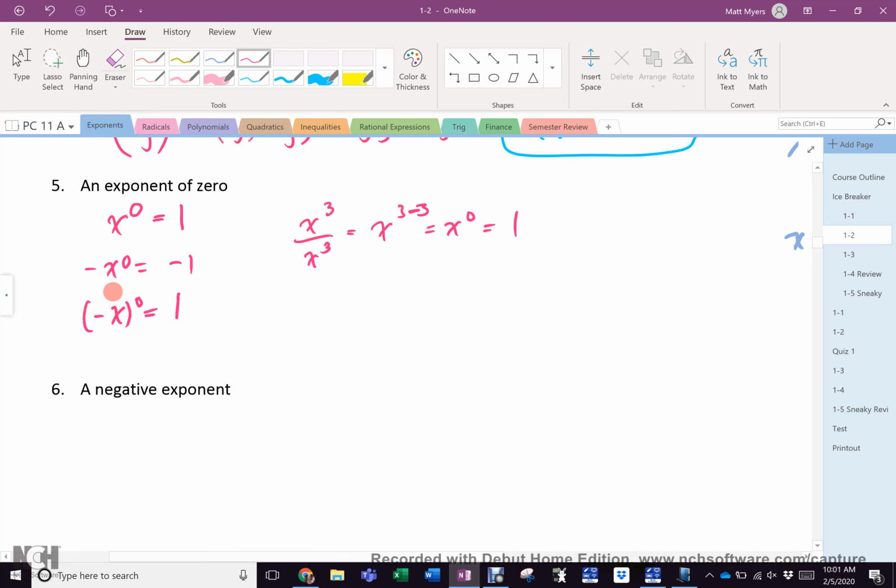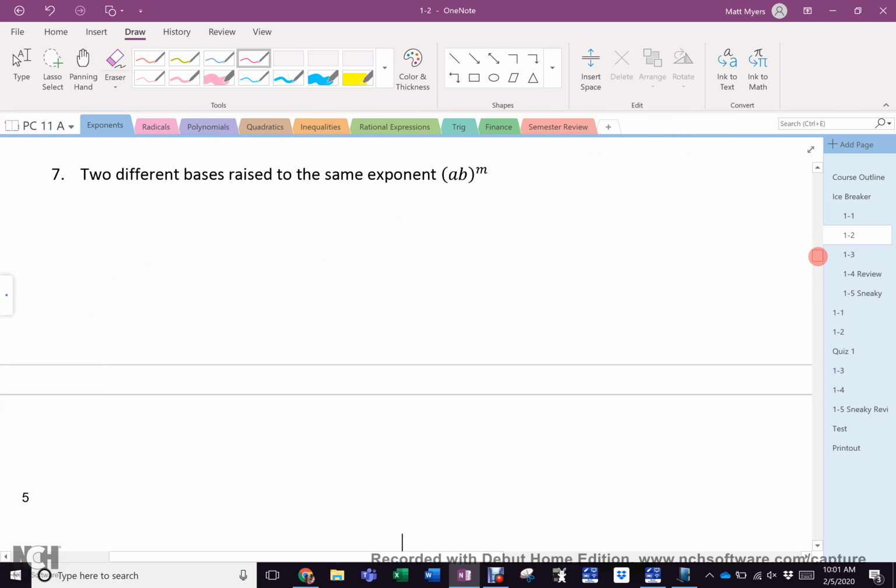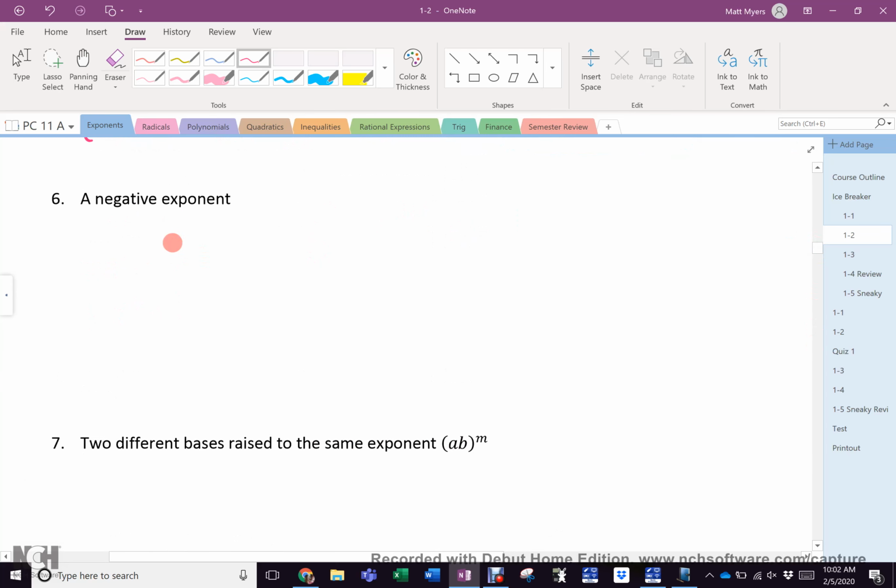Any base. What if I wrote 7,375,852 to the 0? 1. It's always 1. But is this negative part of the base? No. So this is negative 1. Cool? Okay. Now, this is where things really go in the toilet.